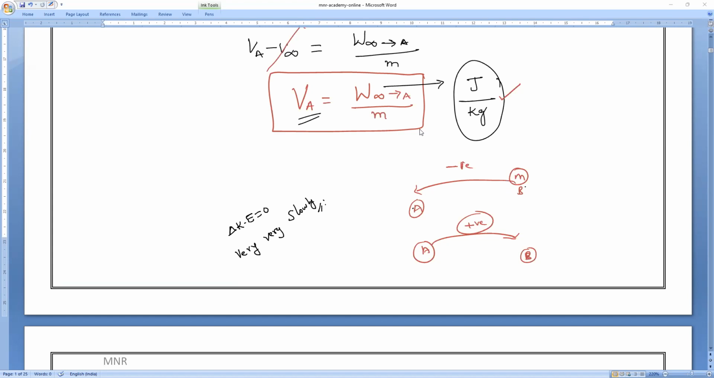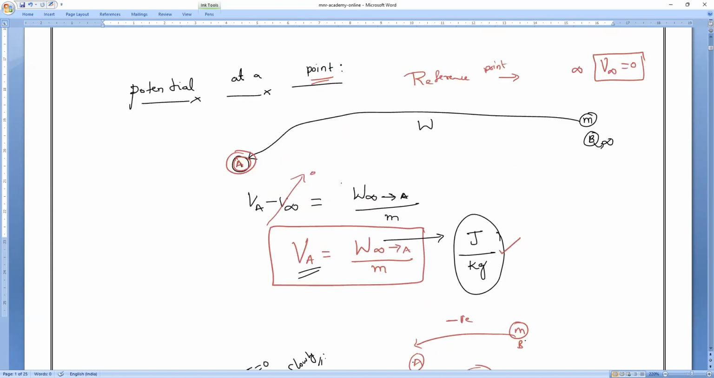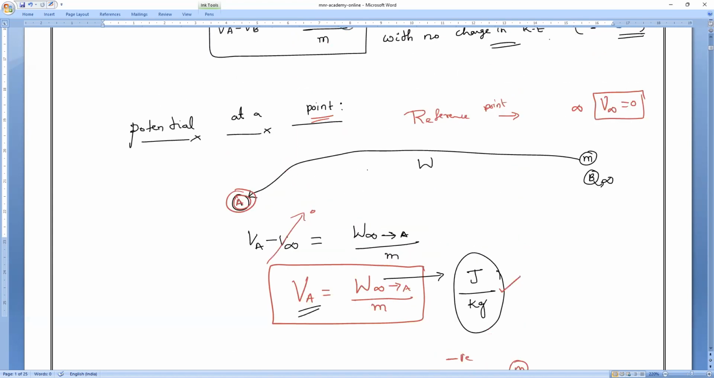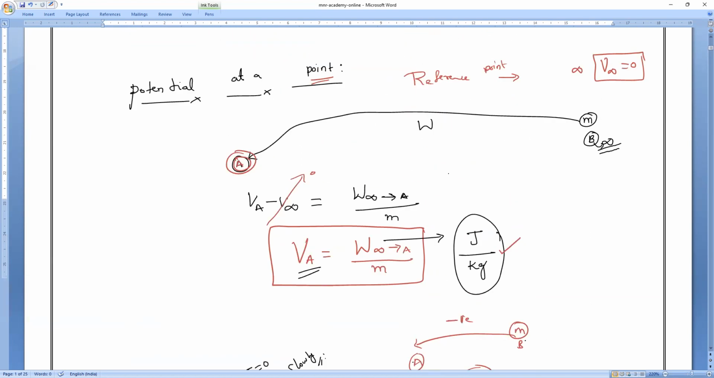So this is the potential difference of a point, where I am taking the reference as infinity. So that V infinity is equal to 0. By applying that, I got VA, the potential at a given point A, is equal to the work done to transfer the mass per unit mass from infinity to point A. So that is what the potential is.